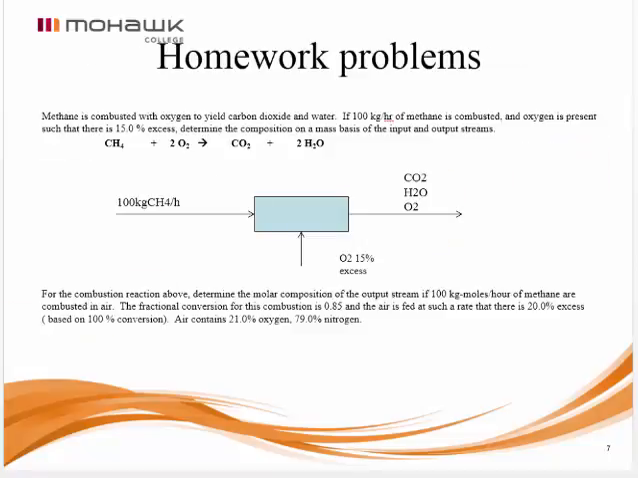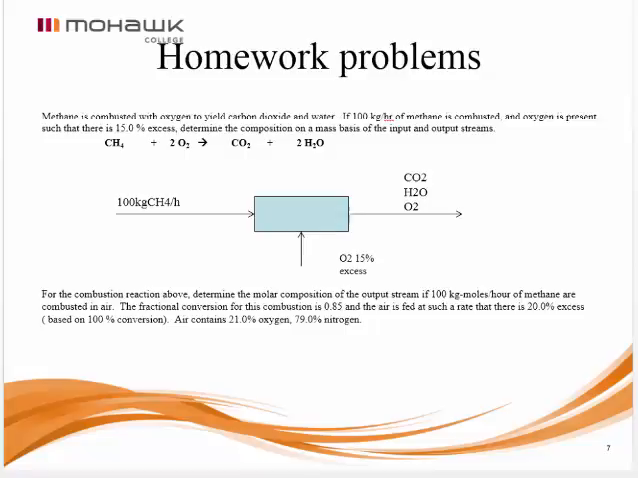The next problem: methane is combusted with oxygen to yield carbon dioxide and water. If we have 100 kilograms per hour of methane in the combustion process and oxygen is present such that there is a 15% excess, determine the composition on the mass basis of the input and output streams.